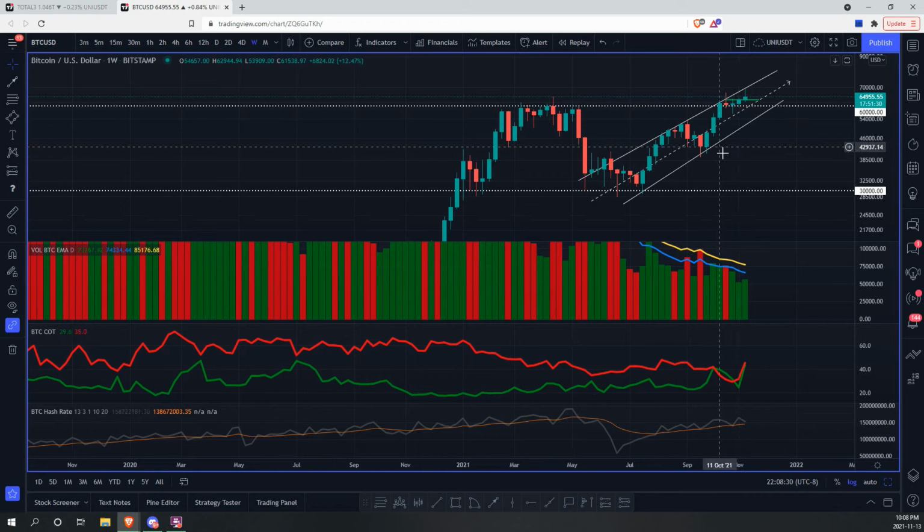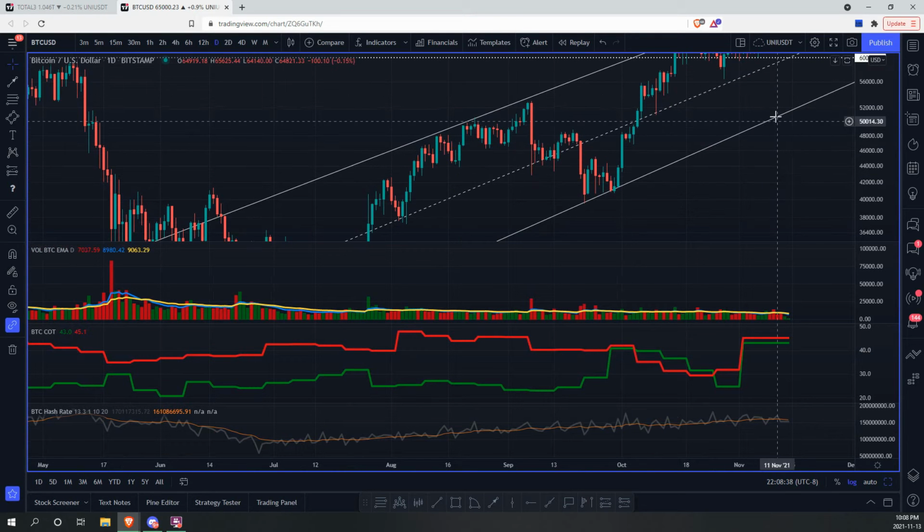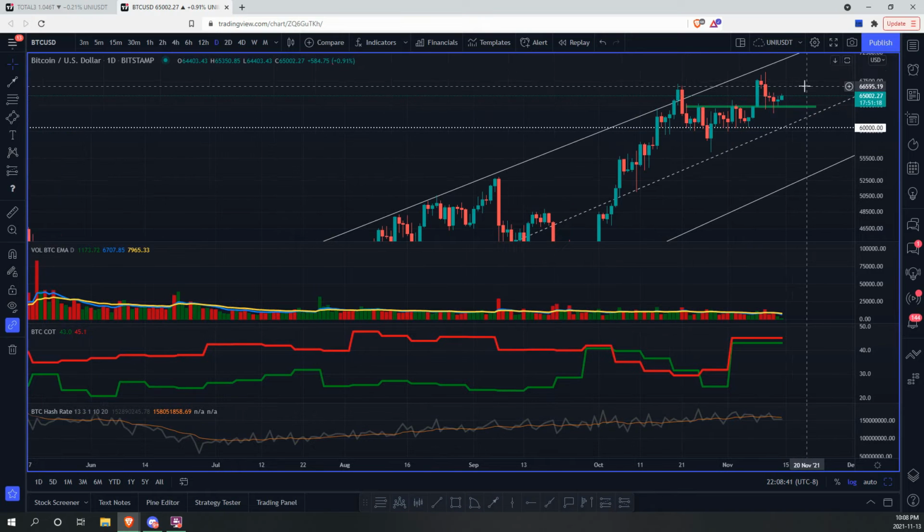But at this point, I'm just kind of making it very simple because we will dig into it more within a smaller time frame. But this particular chart, I just like to keep it on the daily, the weekly, kind of the large time frames.